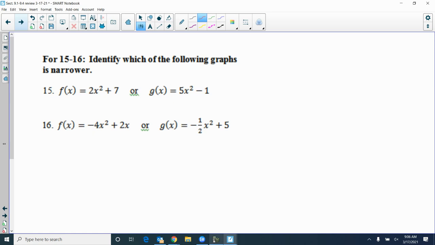Just wider or narrower, so for 15, which one would be narrower? Okay, same? g of x, because you got that higher number in front of the x squared.